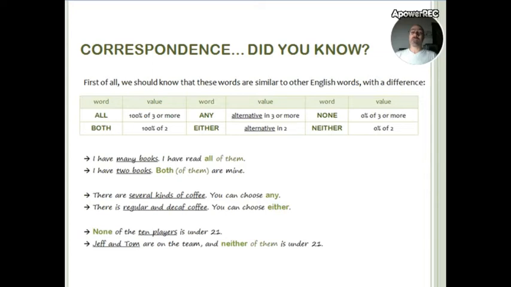And none of the players is under 21. That is, there is a group of players, 3, 6, 10, 11 players, and all of them are over 21 years of age. That is, none of them, not one of them, is under 21. Jeff and Tom are on the team, and neither of them is under 21. That is, both are over. Not John and not Tom are under 21 years of age.